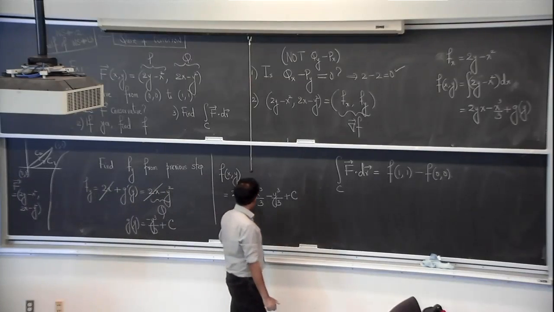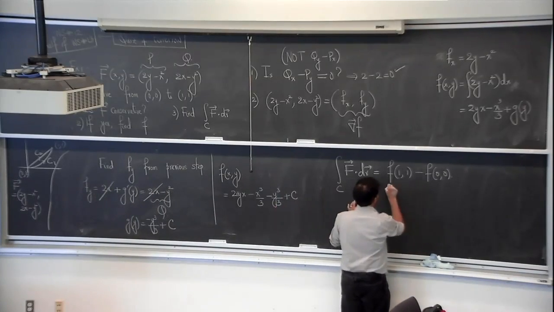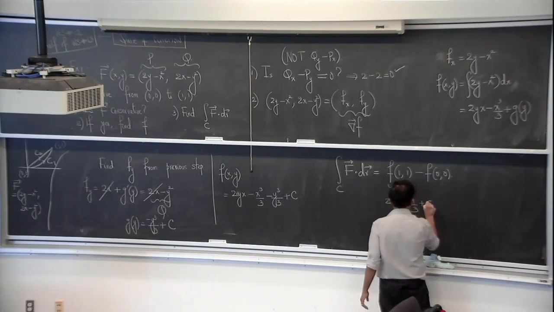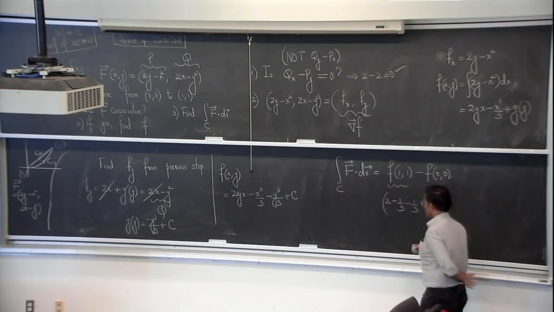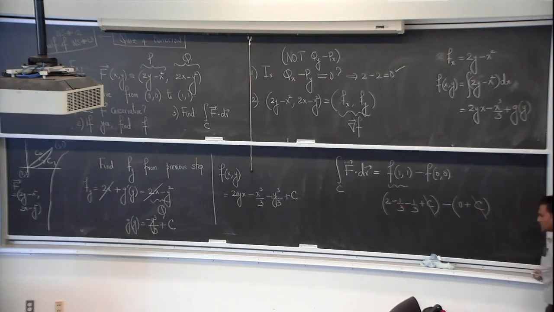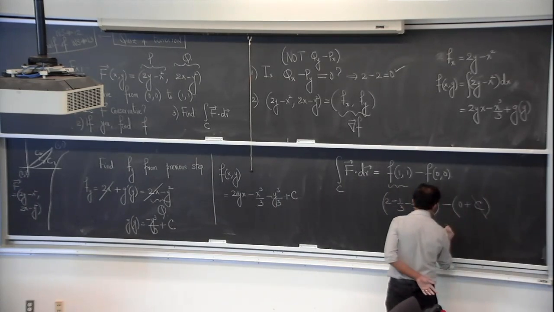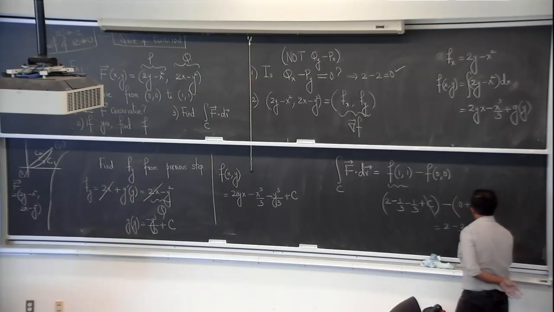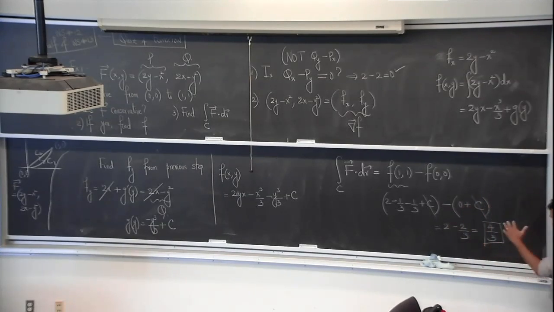F of 1 1 is 2 minus 1/3 minus 1/3, with x equal to 1, y equal to 1, plus c. The c's will get cancelled off anyway, so even if you don't write it, that's okay. Minus f of 0 0 is just 0 plus c. So you get 2 minus 2/3, which is 4/3. And I think that is the answer we got yesterday by integrating along each of those paths separately.